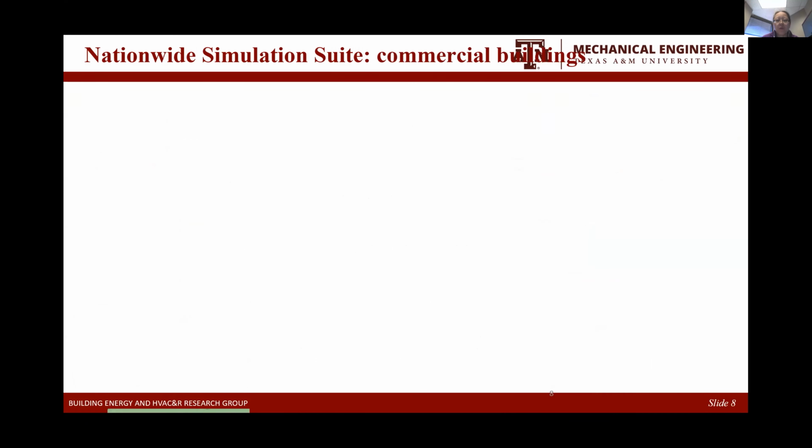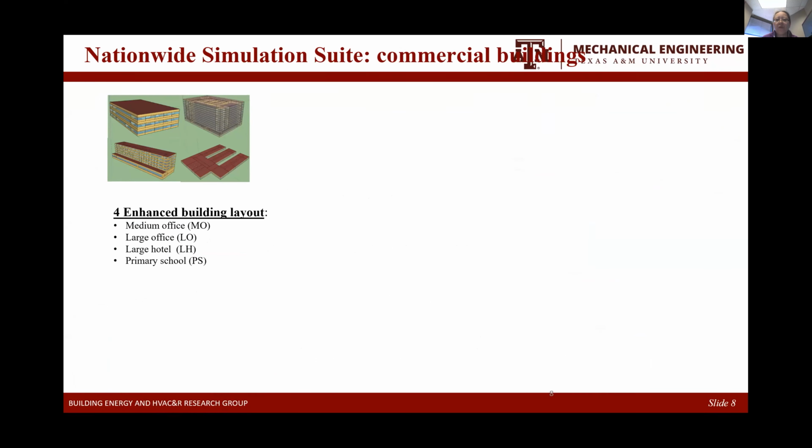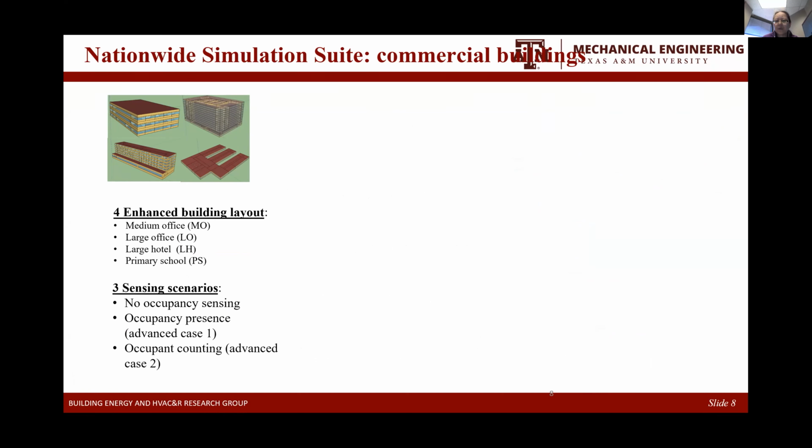So first, for commercial buildings, as I mentioned, we have the 4 different building types: medium office, large office, and primary school. We evaluate 3 different sensing scenarios. The first one, we don't consider any occupancy sensing in the building. The second one, we only consider an occupancy presence sensor. The third one actually is an occupant counting sensor. So the last 2 represent advanced case 1 and advanced case 2.